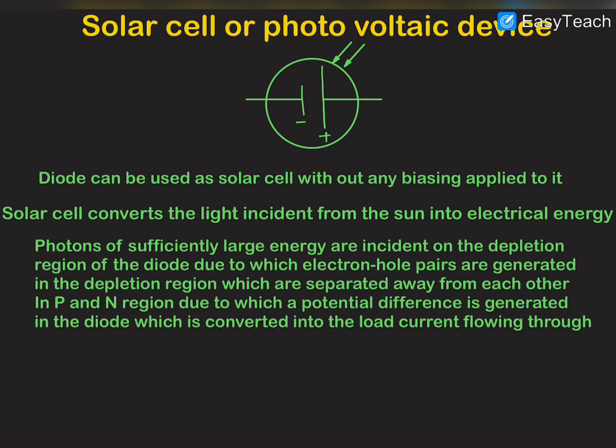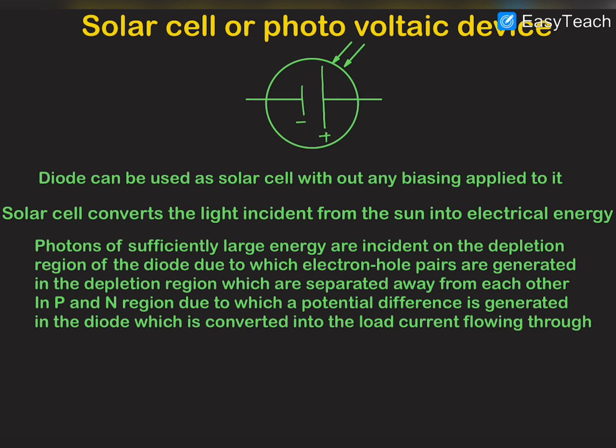In this video, we are going to discuss the solar cell, or what we call a photovoltaic device. So this is the symbol of a solar cell, and it is represented by a cell inside a circle, and these arrows are representing the light photons which are falling on this solar cell.